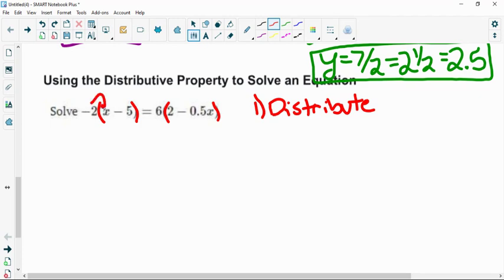Negative 2 times x is negative 2x. Negative 2 times negative 5 is positive 10. Six times 2 is 12. And 6 times negative 0.5. 0.5 is the same as 1/2. And 1/2 of 6, this would be negative 3x.